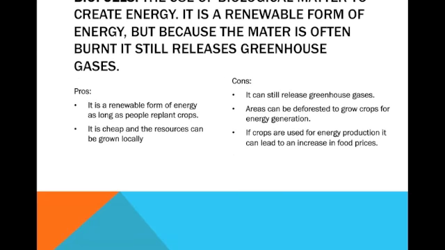So, biofuel. The use of biological matter to create energy. It is a renewable form of energy, but because the matter is so often burnt, it still releases greenhouse gases. Some good things to this is that it's renewable, so as long as people always replant crops, and it's cheap and the resources can be grown locally. However, it can still release greenhouse gases, and areas can be deforested to grow crops for energy generation. And if crops are used for energy production, it can lead to an increase in food prices.